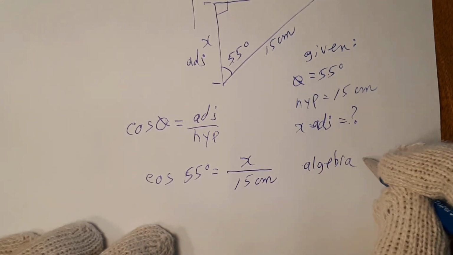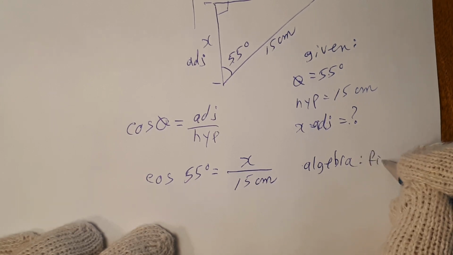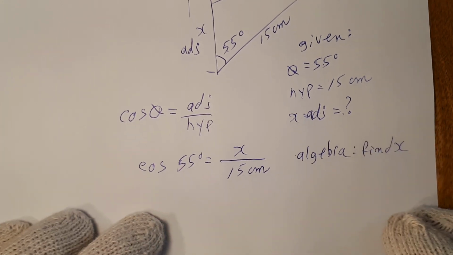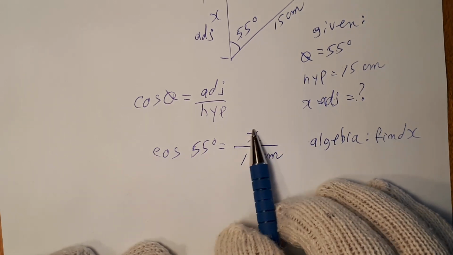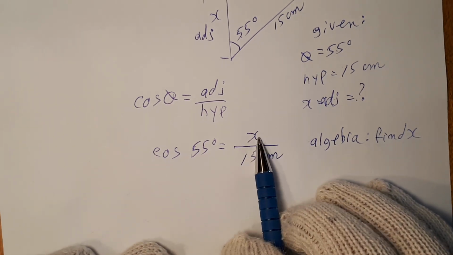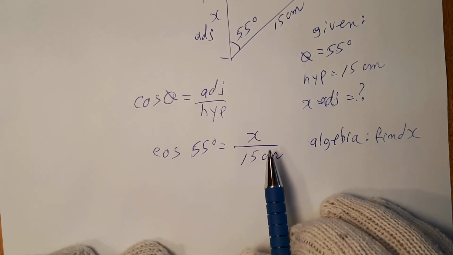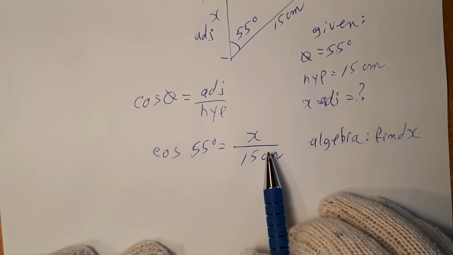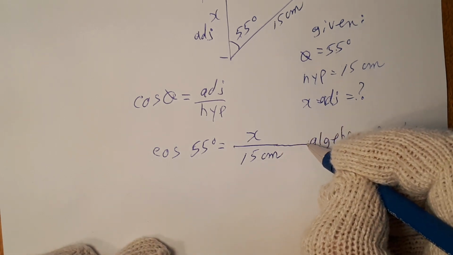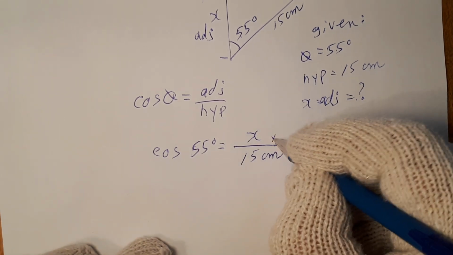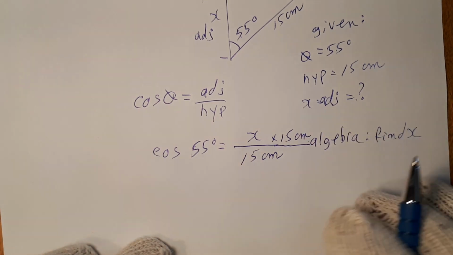Find x. x is already in the numerator, so we're going to leave it there. There's no reason to move it. Just leave it on the right-hand side. And we need to move the 15 centimeters from the denominator over to the left-hand side. We'll do the same as before. We're going to extend the division line. Multiply this by 15 centimeters on the right-hand side.